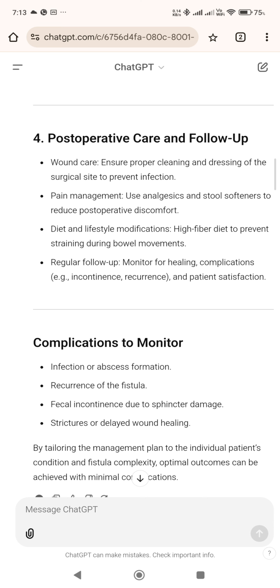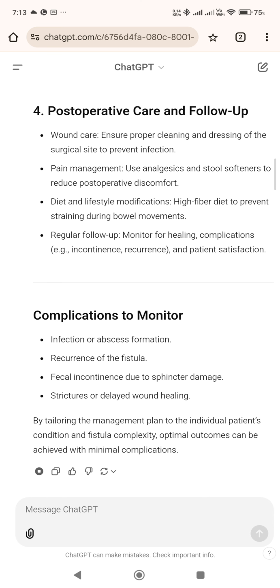Wound care: ensure proper cleaning and dressing of the surgical site to prevent infection. Pain management: use analgesics and stool softeners to reduce postoperative discomfort. Diet and lifestyle modifications: a high fiber diet to prevent straining during bowel movements. Regular follow-up: monitor for healing, complications, e.g., incontinence, recurrence, and patient satisfaction.